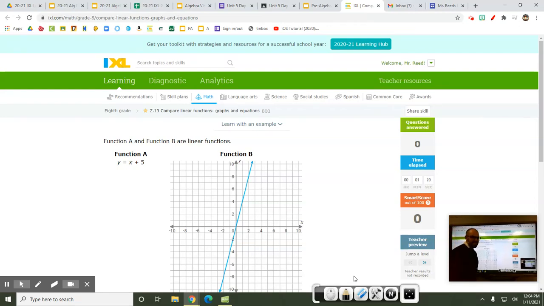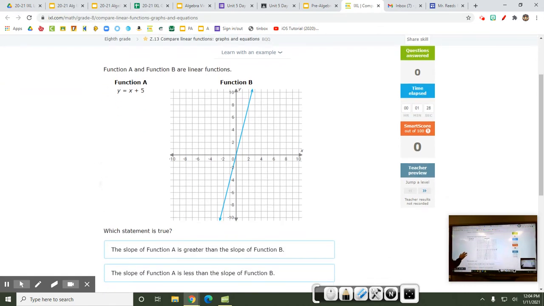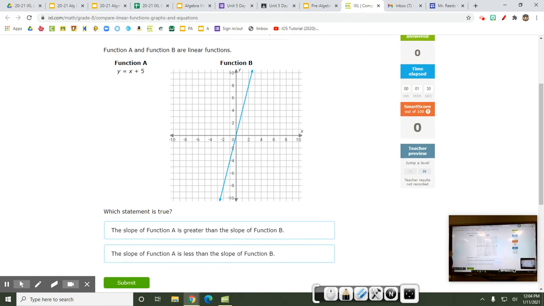All right, we got 8 Z.13 here. Compare linear functions, graph, and equations. So we're comparing our functions. Function A and function B are linear functions. So we're going to see which statement is true.